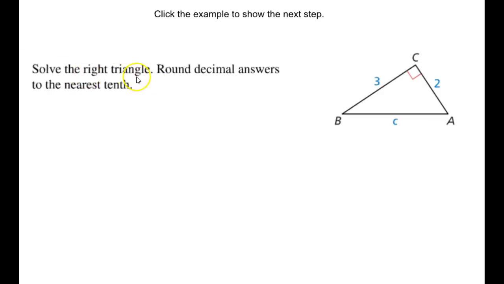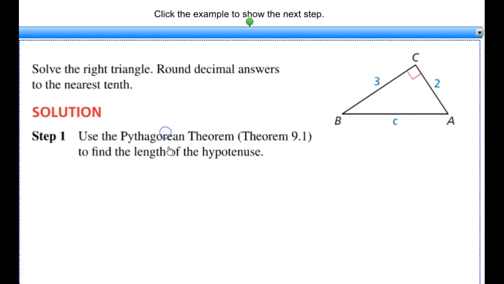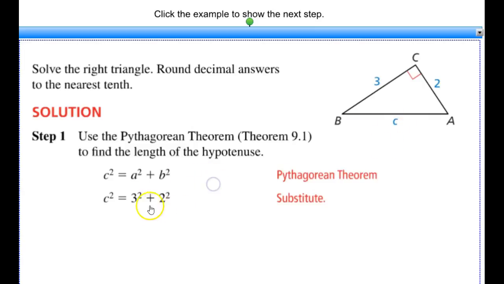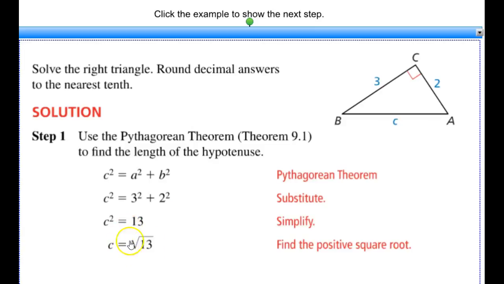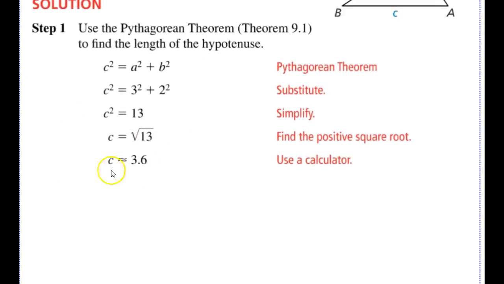So it asks me to solve the right triangle, and we're going to round our decimal answers to the nearest tenth. Well, I see I'm given two of the side lengths, so I know that this is a triangle that I can solve. So I'm going to use the Pythagorean theorem, because I know it's a right triangle, so a squared plus b squared equals c squared to find the hypotenuse. So I plug in the things that I know and I substitute, and I know that c is going to be the square root of 13. And I was told to round my decimal answers, so I'm going to use a calculator to do that. I'm not asked for exact answers here.